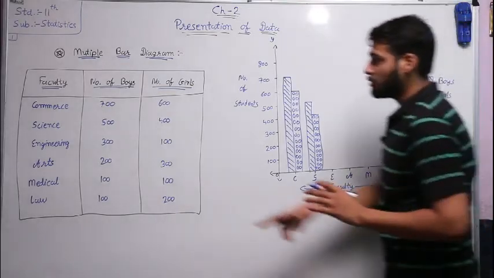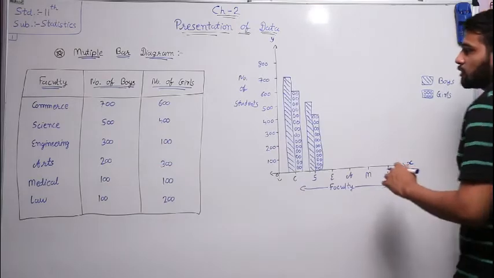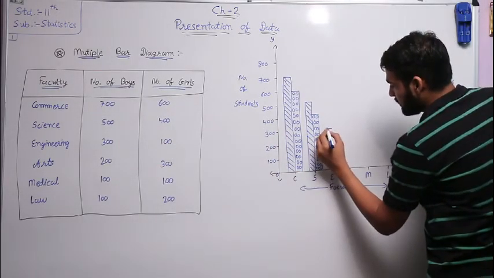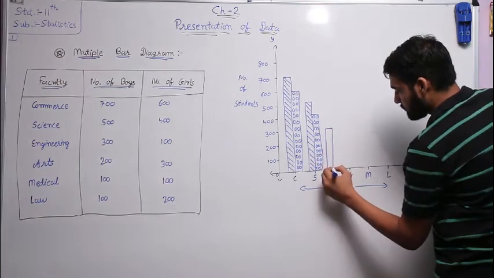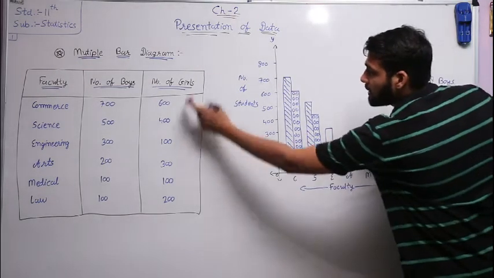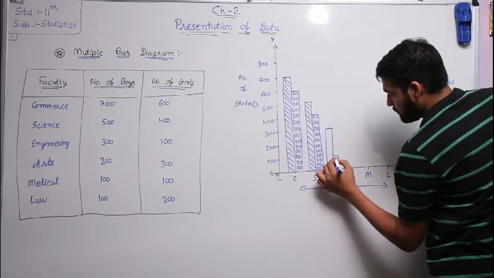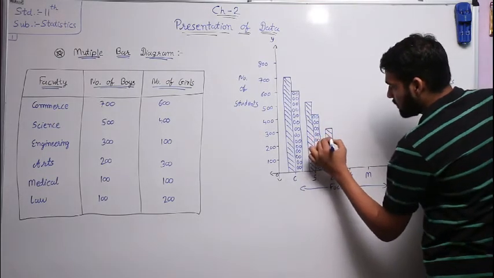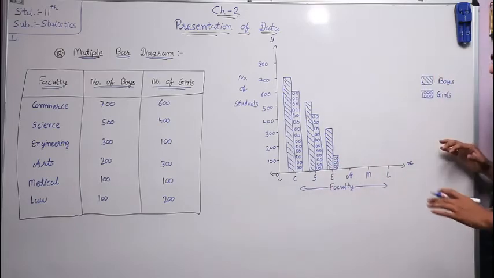देन इंजीनियरिंग कॉलेज, so in engineering number of boys are 300 and number of girls are 100, that means 300 here and 100 are girls, so 100 here. Clear, this column is for boys and second one is for girls.